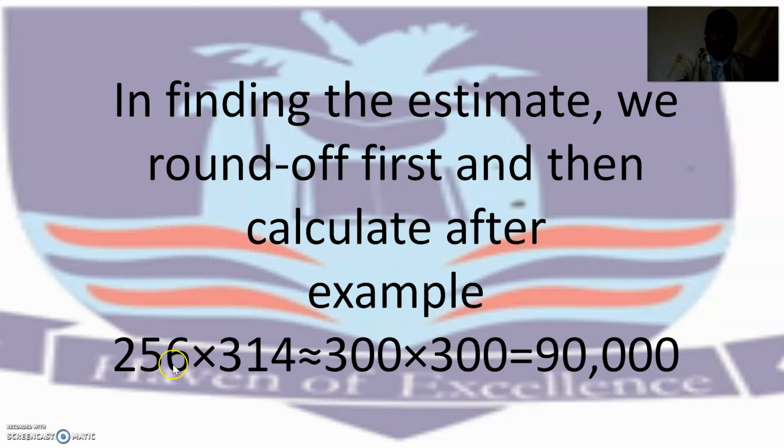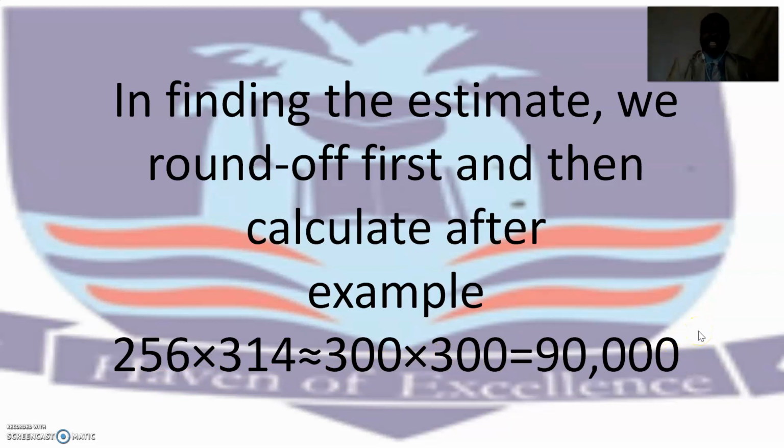However, if we are estimating, we first round off before we calculate. So we round this up to give us 0 here and 6 here. Round this up to give us 0 here and 3 here. So this gives us 300 over here. Whereas we round down 4, round down 1, and we have 300 here. So the estimate of 256 times 314 is going to be 300 times 300, which is 90,000.